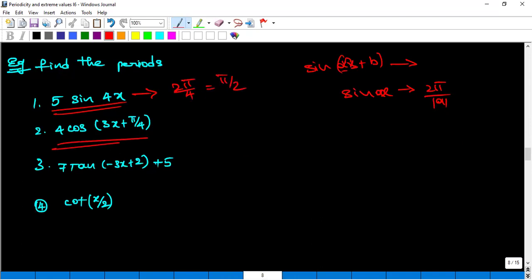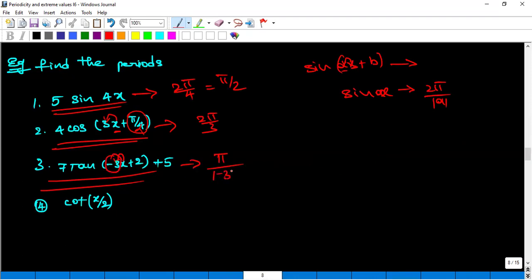Then what do you tell about this? Don't care about the remaining thing, whichever is there inside. We need to take care only of the angle and the coefficient of that. So the period for this is 2 pi by 3. Then what do you tell about this? What is the coefficient? Minus 3. So the period for the tan function is pi divided by, we have minus 3, right? Take the mod of that. We'll get pi by 3.